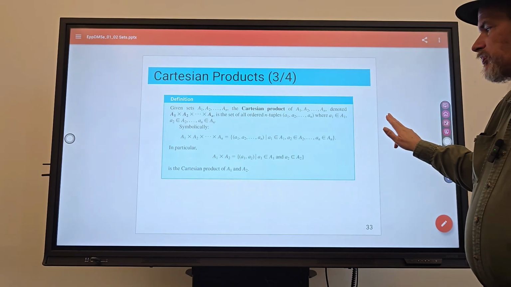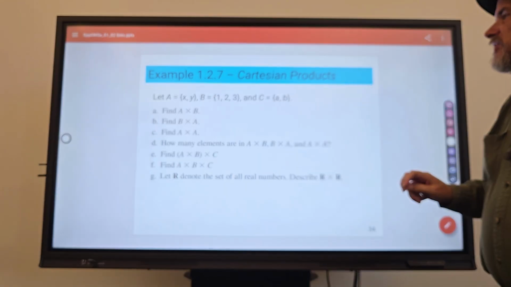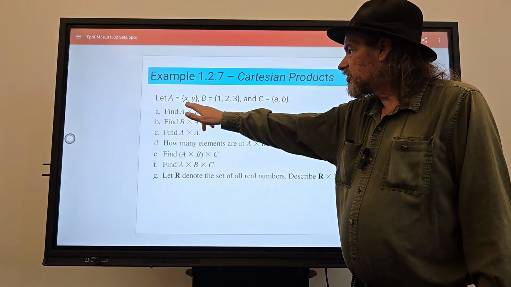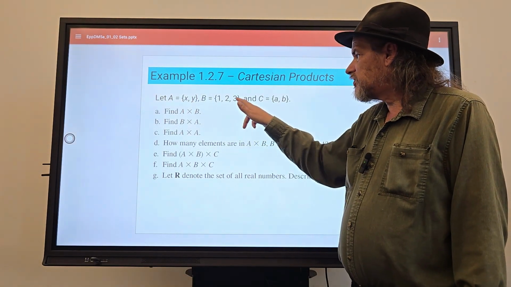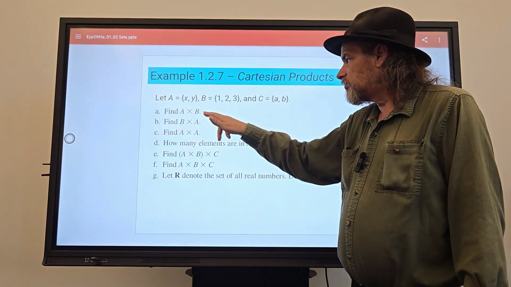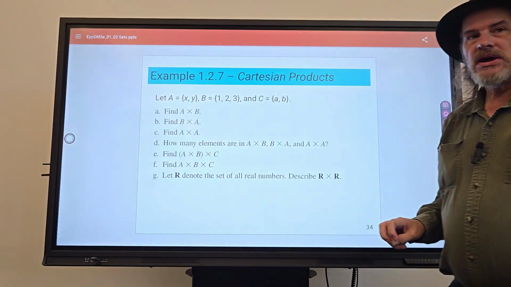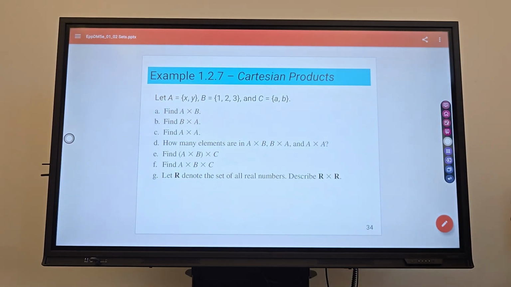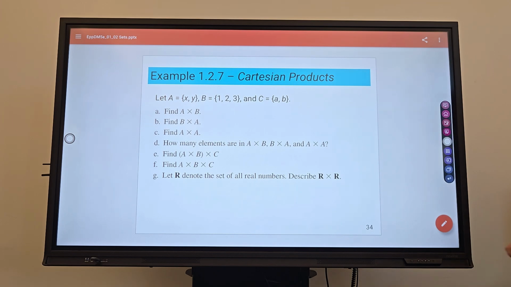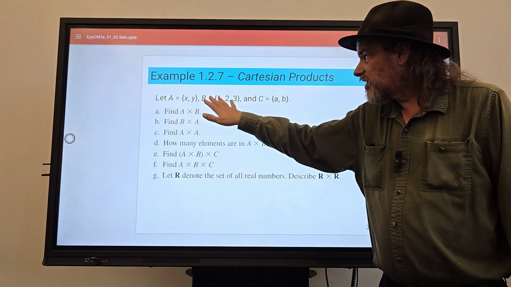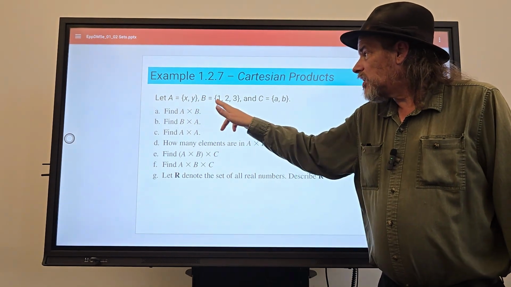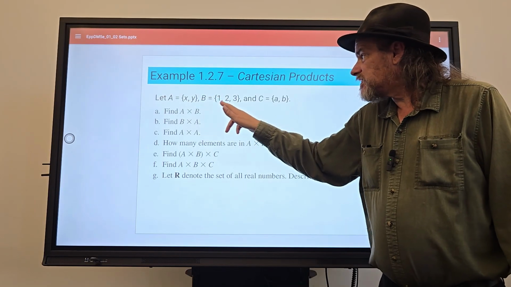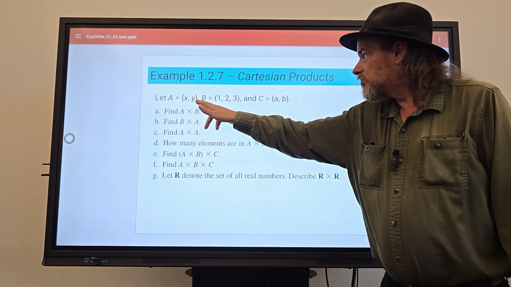So, for example, {x, y} and {1, 2, 3}. The Cartesian product would be the set of all ordered pairs that you can make with these two sets of elements: (x,1), (x,2), (x,3), (y,1), (y,2), (y,3).